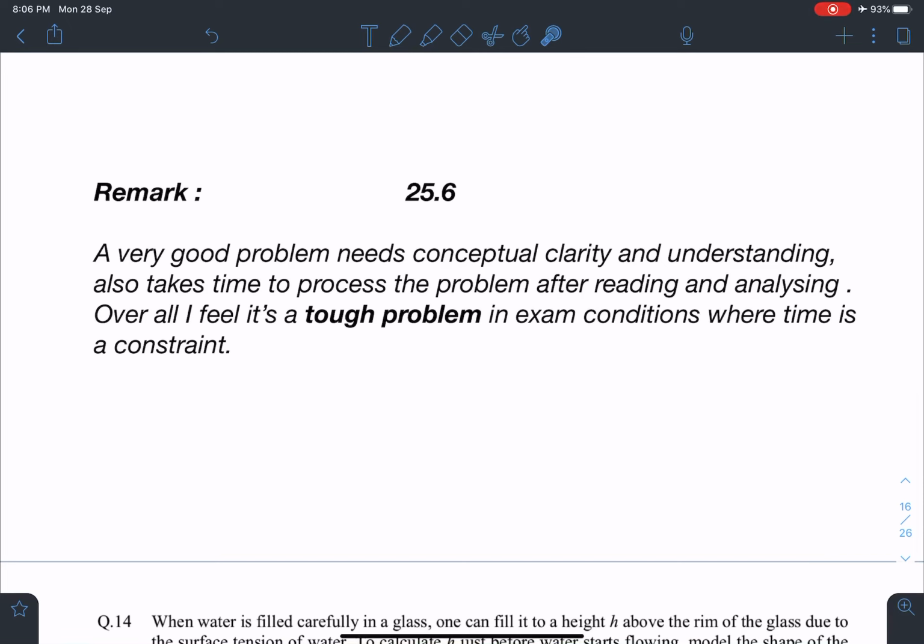It's a very good problem, needs conceptual clarity and understanding. Also, it takes time to process the problem after reading and analyzing. I feel it's a tough problem and very difficult to score full marks on this.